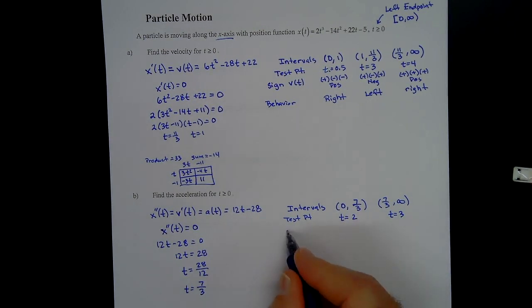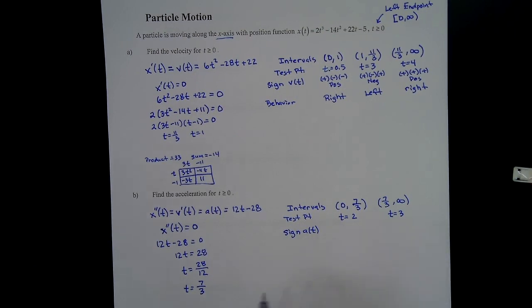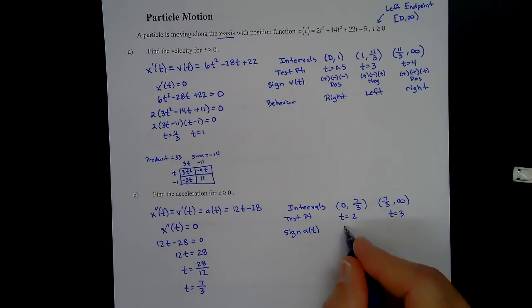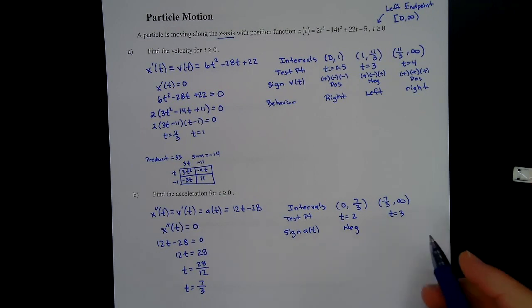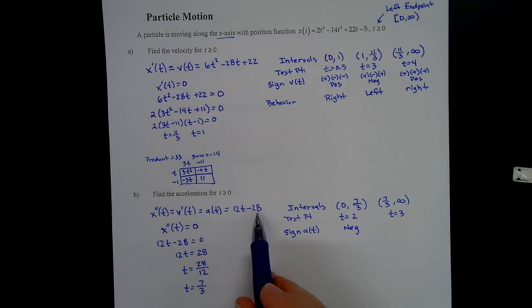And so we're looking at the sign of the acceleration. And so when we put 2 into a of t, we get 12 times 2 is 24, and then minus 28. So that'd be negative. And then when we put 3 in here, 12 times 3 is 36, minus 28, that'd be positive.